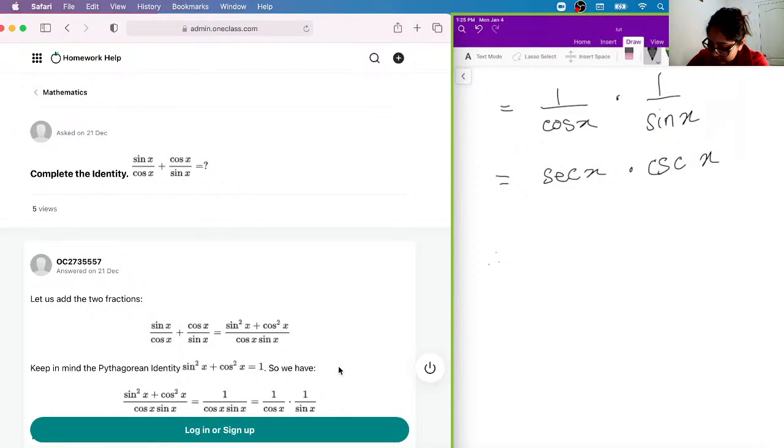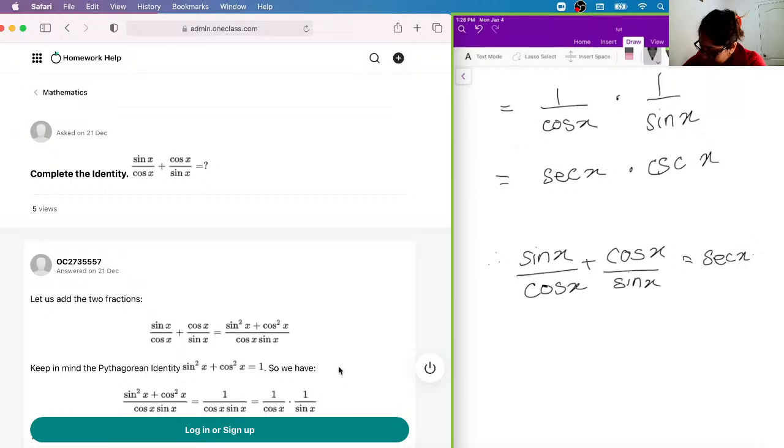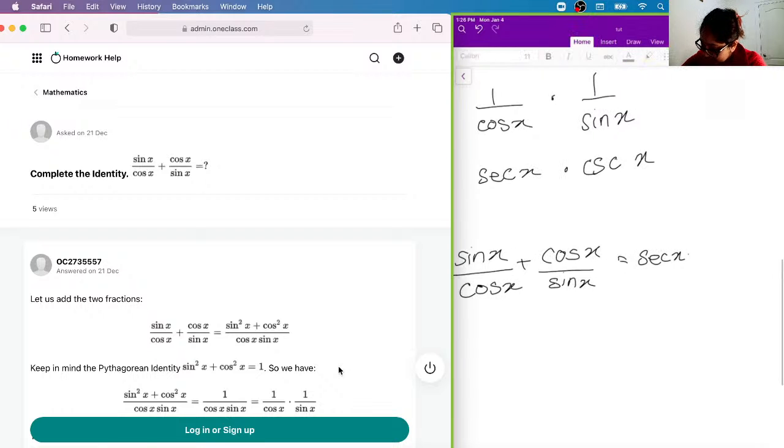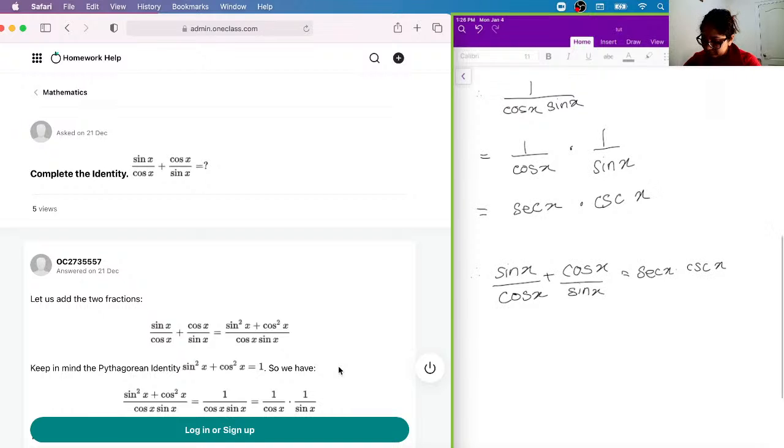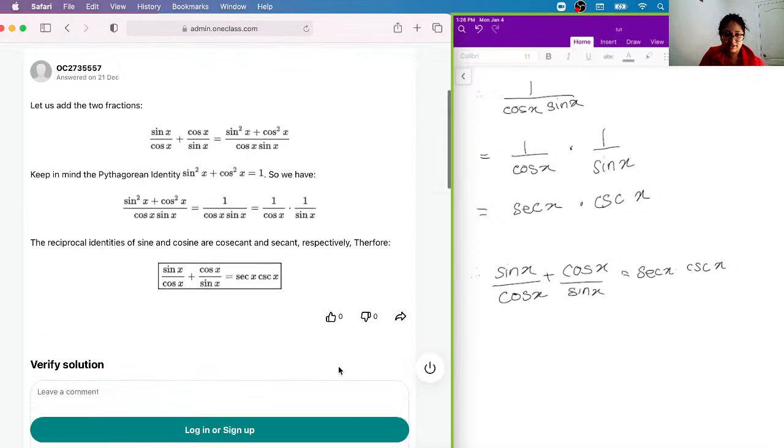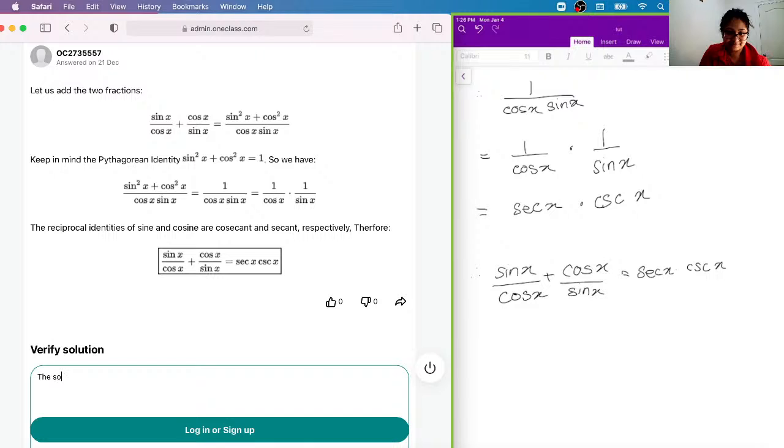So we write sine x over cos x plus cos x over sine x is equal to secant x times cosecant x. Okay, so this is what it equals to. And so this is correct.